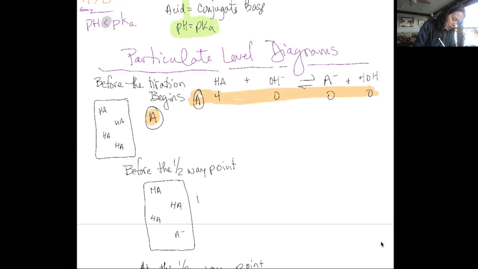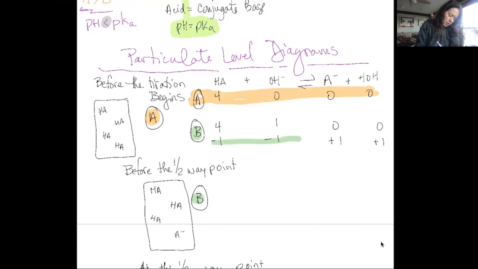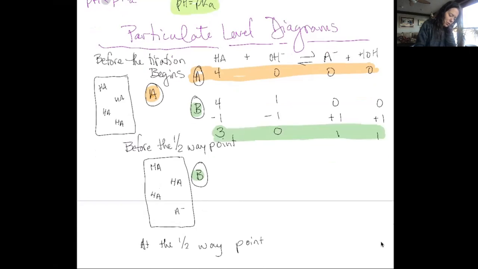If we call this B, what we had was 4, 1, 0, 0. We lost 1, we gained 1, we gained 1. So that is what is referenced here. At that point, we had 3, 0, 1, and 1. So it's essentially your ICE chart, but in a visual diagram, it ensures that you understand the concept.